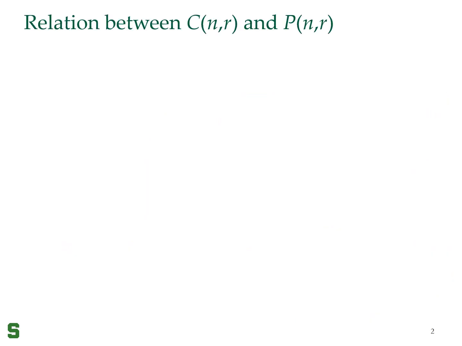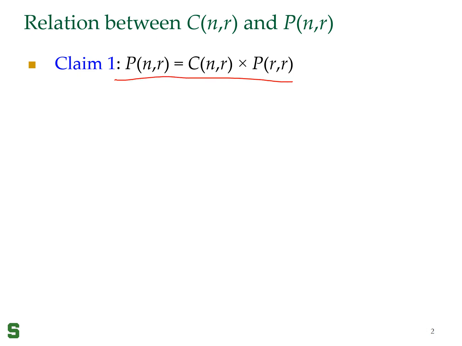Next, look at the relation between C(n,r) and P(n,r). The first observation is the relation between P(n,r) and C(n,r), which is P(n,r) is C(n,r) times P(r,r). Let's see why this is true. This is an instance of the product rule that we saw earlier. So what does this say?